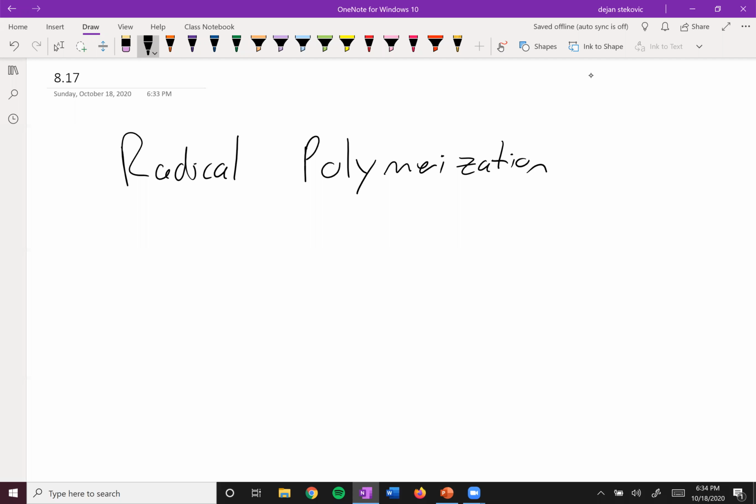Another thing we can do with alkenes, and something that's industrially very important and something you use in daily life, is radical polymerization, or at least the products of this, right? And so this makes a polymer. A polymer is a large compound that's made up of repeating units.